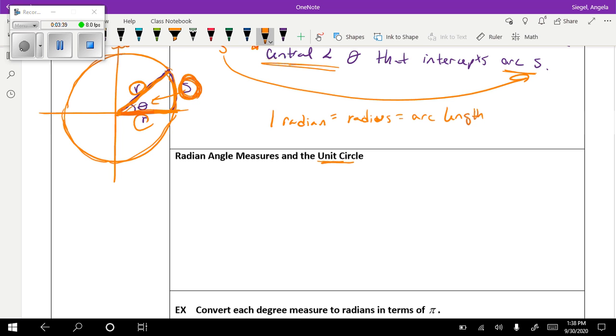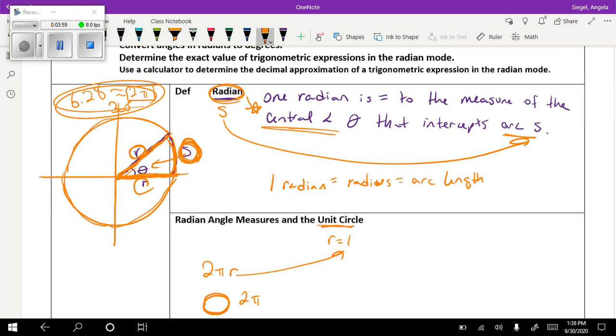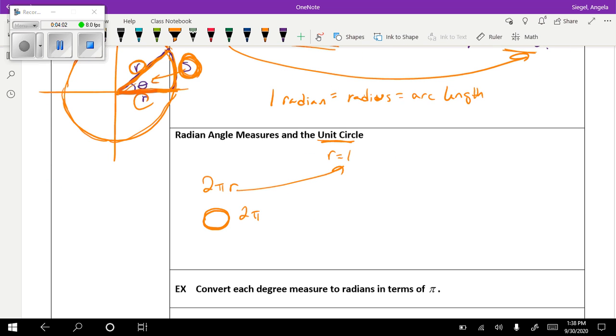So remember, in the unit circle, our r equals 1. And if you think back to geometry, the circumference of the circle is 2 pi r. Since r equals 1, the circumference, if we went all the way around the circle, would be 2 pi. That goes back to what I was saying about the Twizzlers. So that means 360 degrees is equal to 2 pi. Pi would be equal to 180 degrees, and so forth and so on.